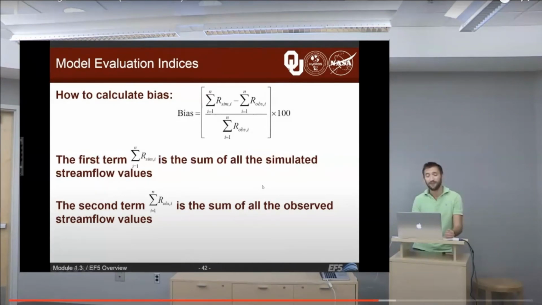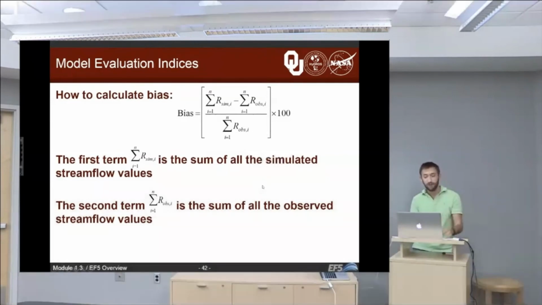actually pretty simple to calculate. So that first term, sigma r simulated, that's the sum of all of the simulated streamflow values. So you just add up that whole column in Excel.